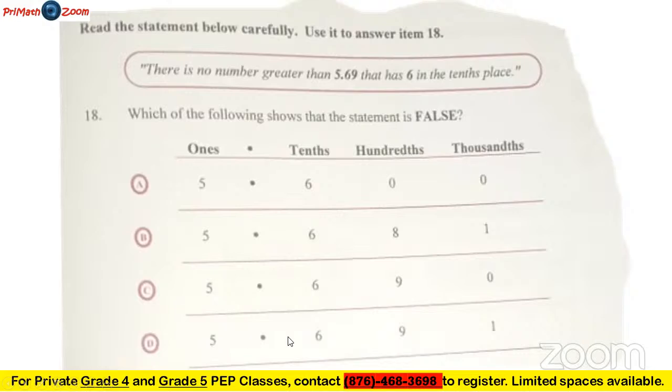D says 5.691, and this is greater than 5.69 because now we're in the thousandths place. So a little bit is added on to our 5.69. And so the correct answer will be D. That will show that the statement is false.